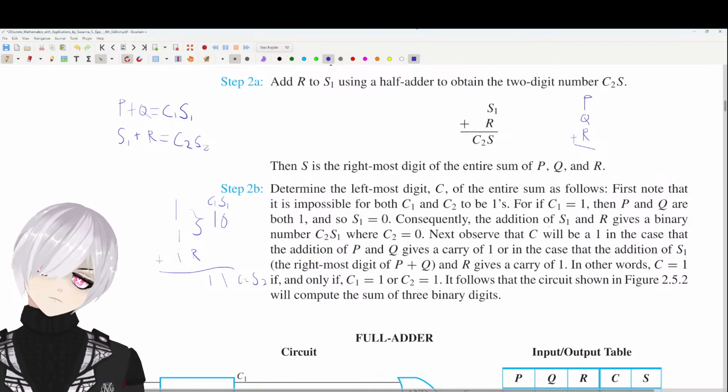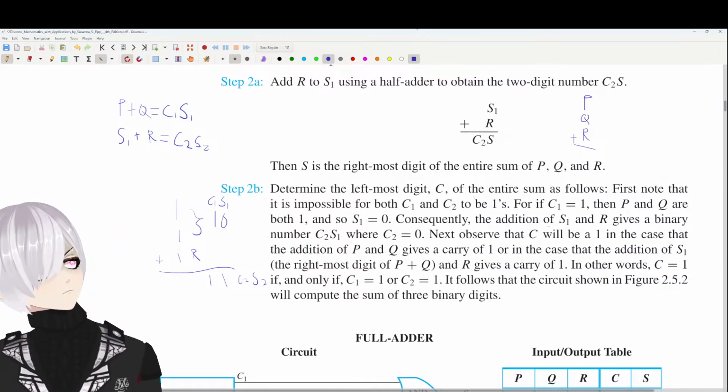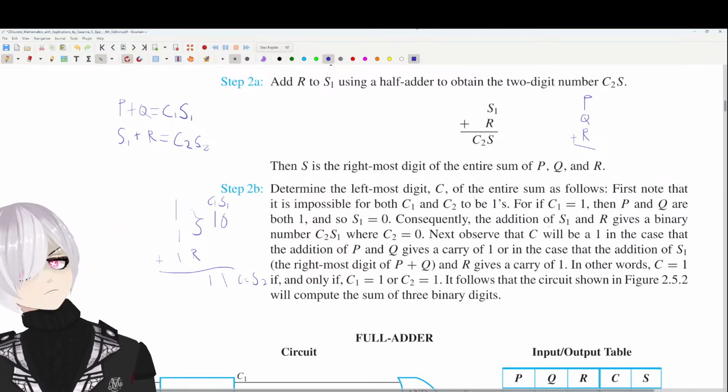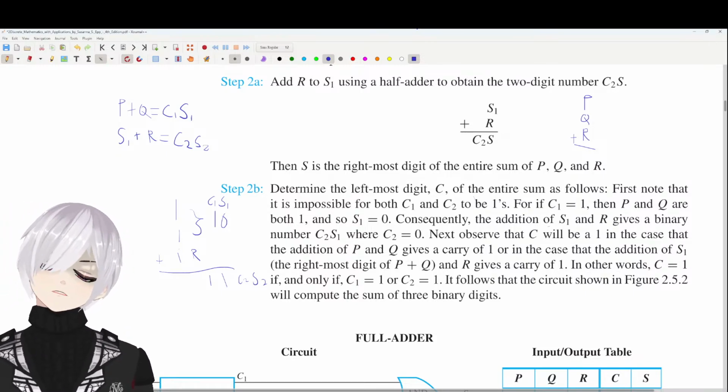And then we also have S1 plus R, which we'll call C2S. We saw that S1 is 0, so we're going to have 0 plus R equals C2S. R is a binary digit, so R is either 0 or 1. So S1 plus R is going to be either 0 plus 1 or 0 plus 0. Can you restate this point?